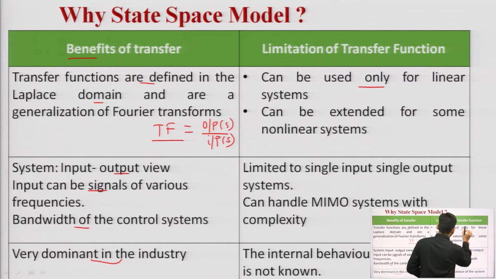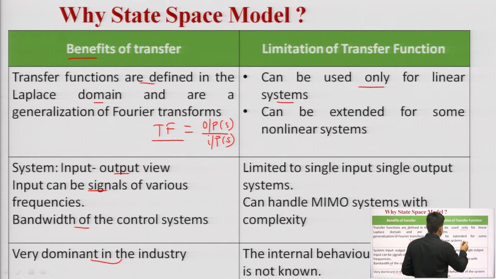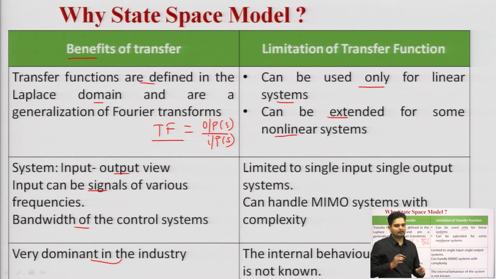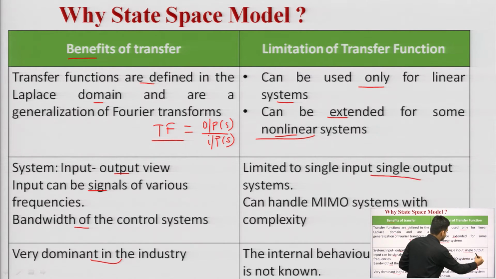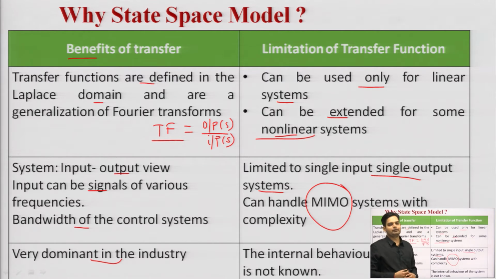As I told you, the transfer function is only valid for linear systems. Whenever my control system behaves in a non-linear way, the transfer function will not give us the correct model, so we have to look for an alternate approach. The transfer function can be extended to non-linear systems in exceptional cases, where we apply a lot of complexity in the equations. And the transfer function is limited to SISO systems, that is, single input single output systems. Whenever multiple inputs are present, the transfer function will not give us the correct modeling. For MIMO systems, meaning multiple input and multiple output, we have to refer to the state space model.